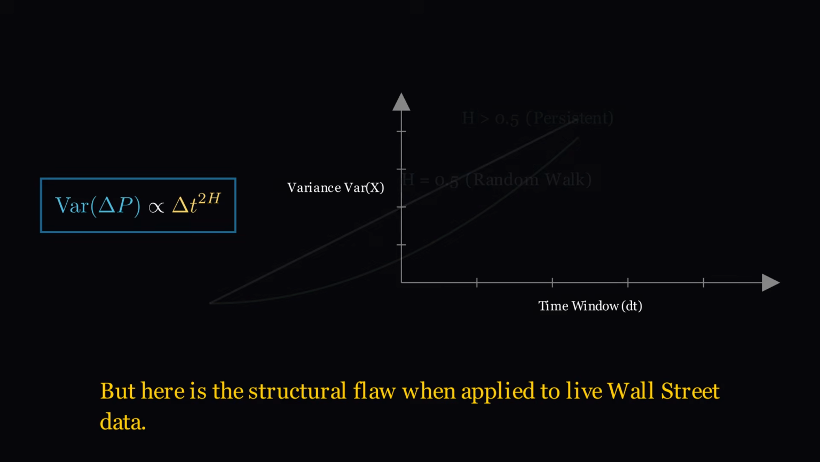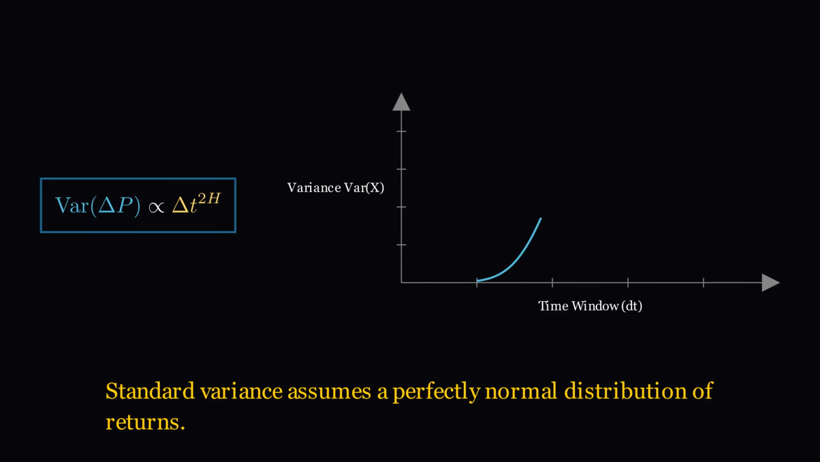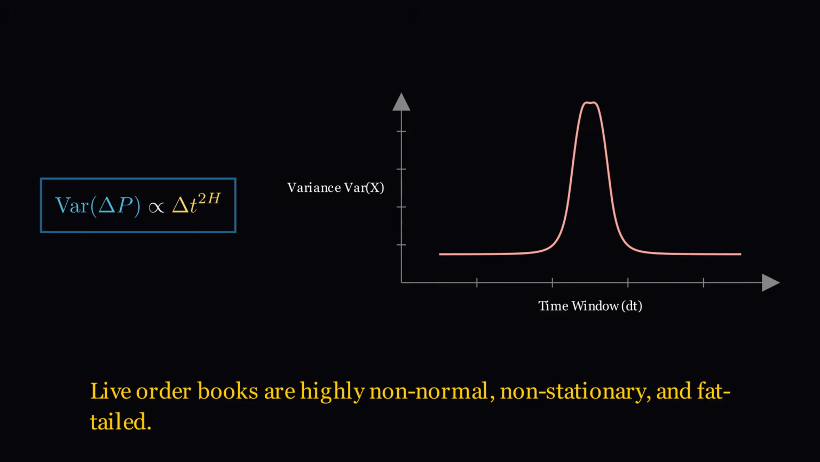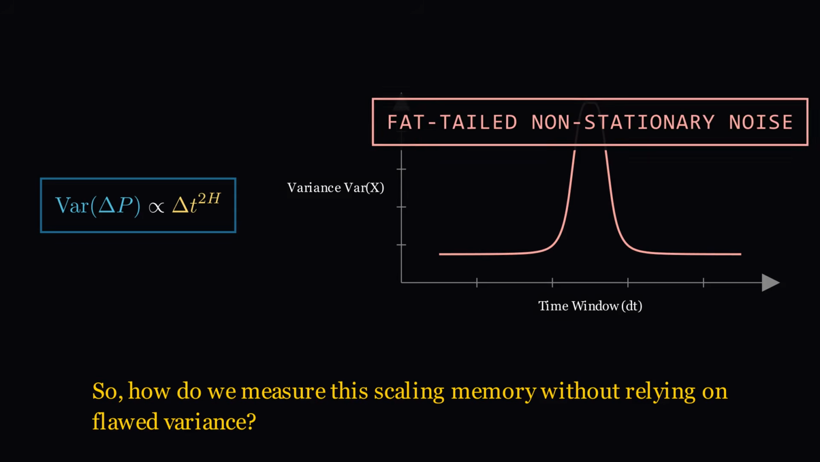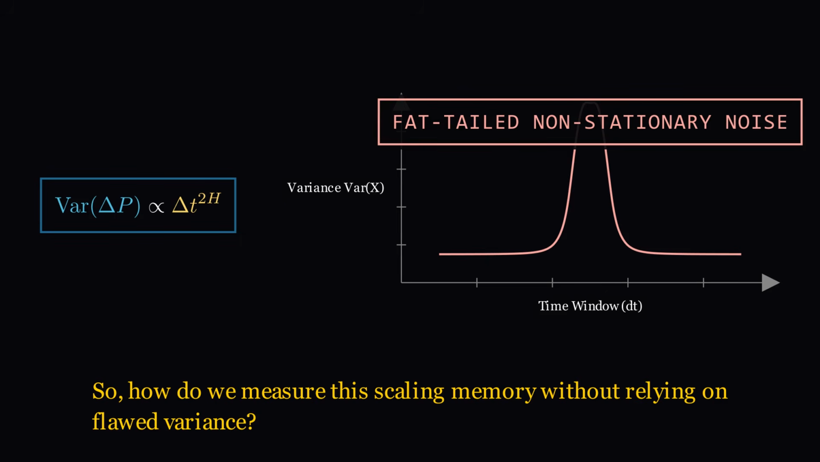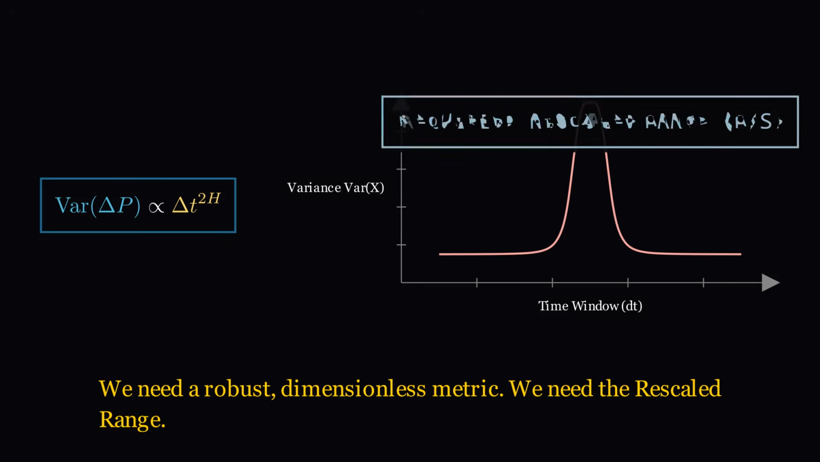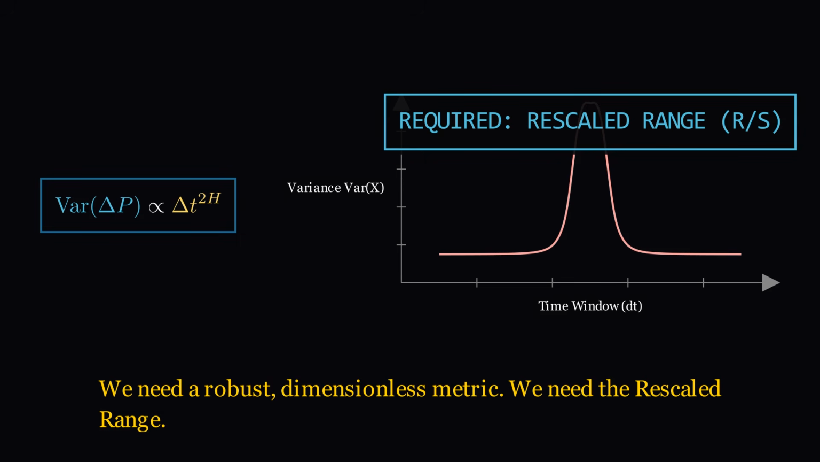But here is the structural flaw when applied to live Wall Street data. Standard variance assumes a perfectly normal distribution of returns. Live order books are highly non-normal, non-stationary, and fat-tailed. So, how do we measure this scaling memory without relying on flawed variance? We need a robust, dimensionless metric. We need the Rescaled range.